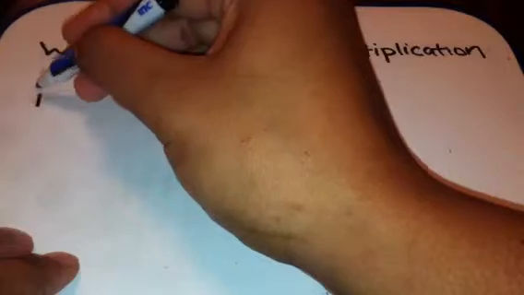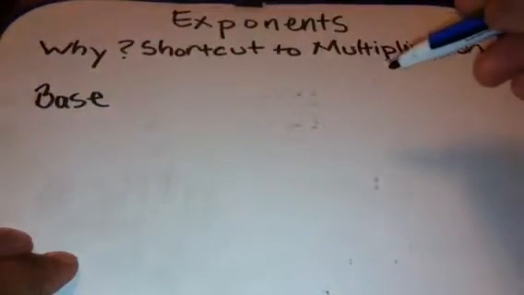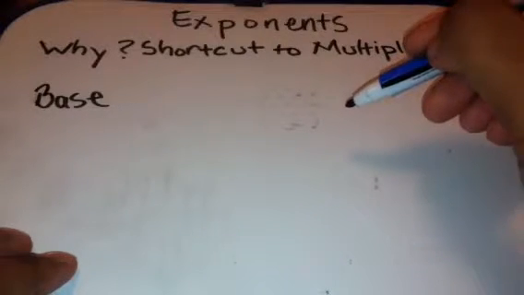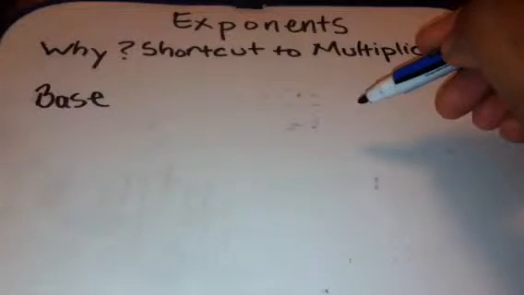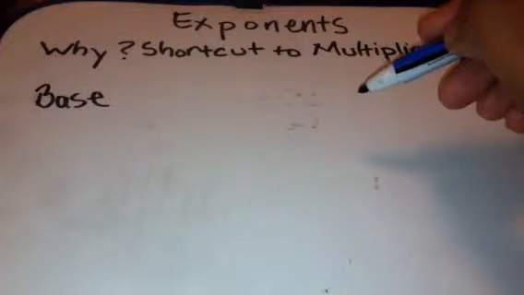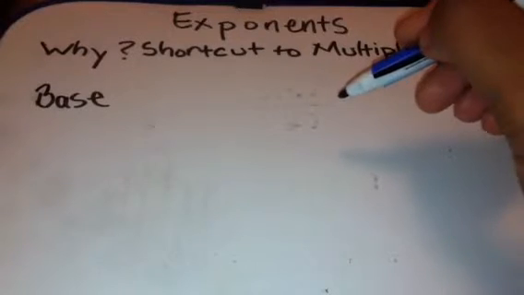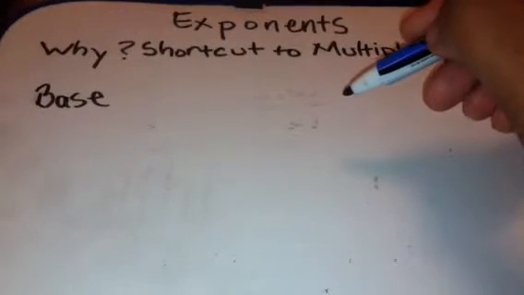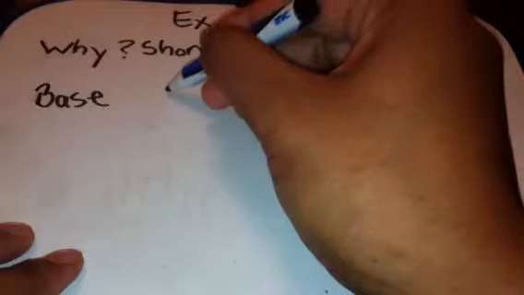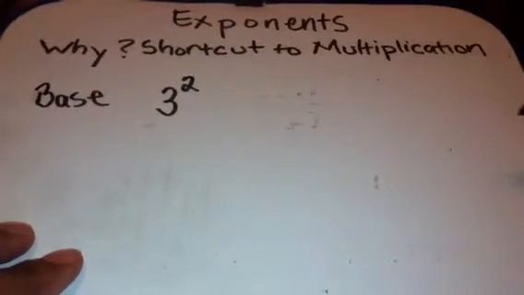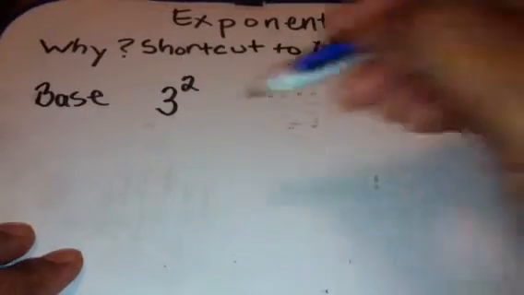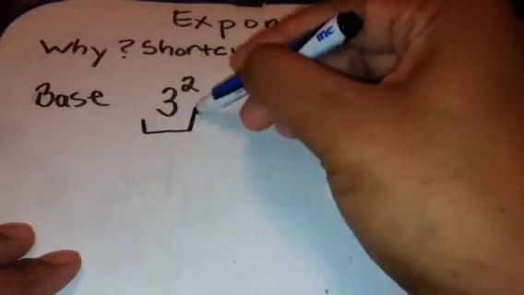exponents. The first word is the base. The base is the number or the variable. And a variable is when a number is represented by a letter. So, our base is the number or variable that has an exponent attached to it. For example, 3 squared, or 3 to the power of 2, has a base of 3.